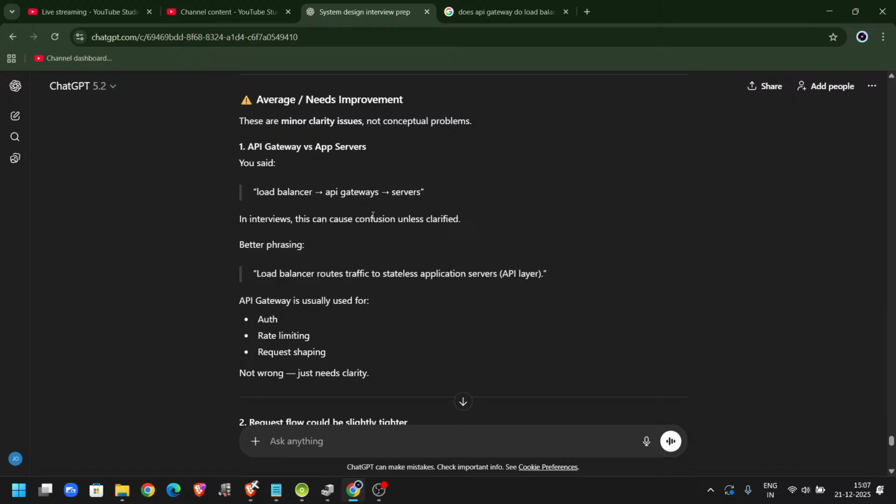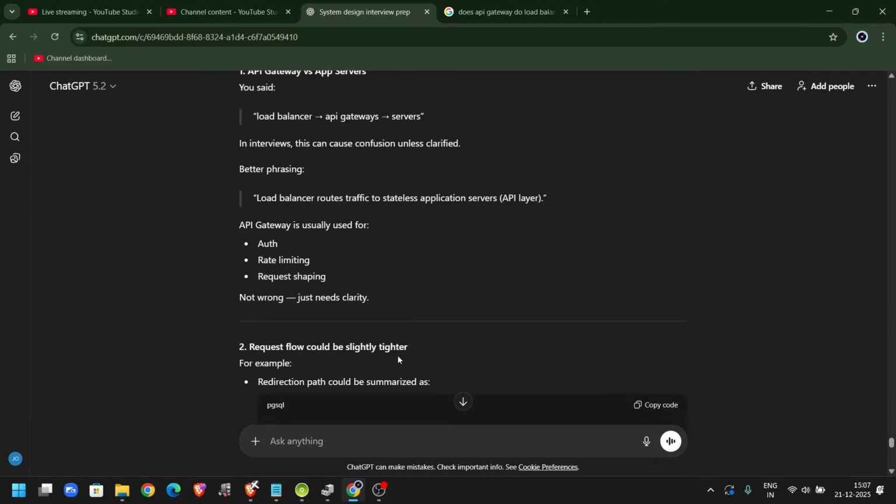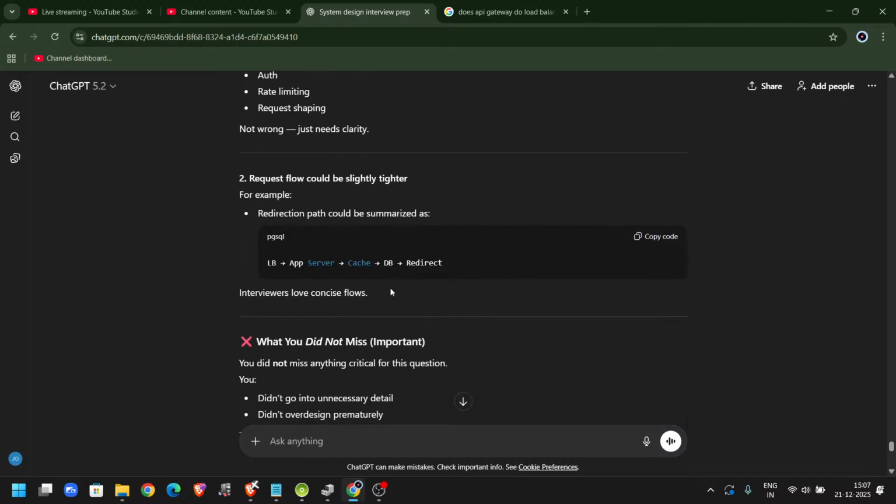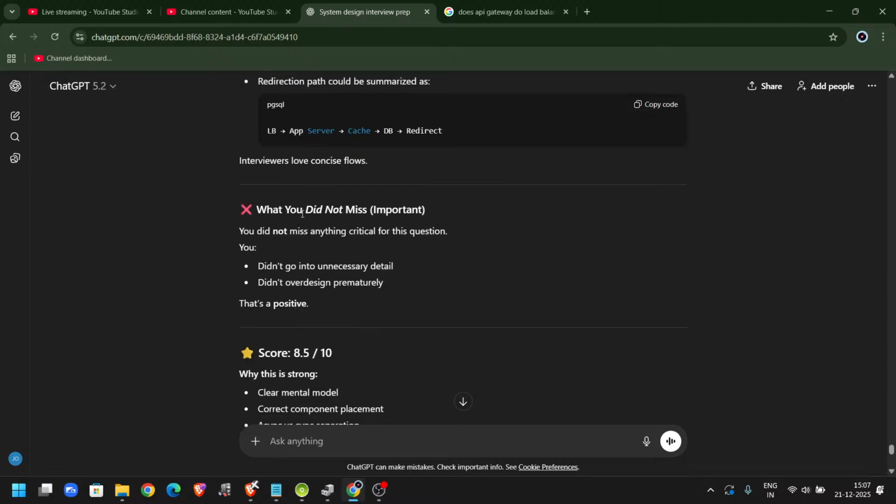In interviews, this can cause confusion unless clarified. Better phrasing: load balancer routes traffic to stateless application servers, API layer. API gateway is usually used for authentication, rate limiting, request shaping. Not wrong, just needs clarity. Request flow could be slightly tighter: load balancer, app server, then cache, then DB, then redirect. Oh, okay, I did not do this. You did not miss anything critical for this question. You did not go into unnecessary detail. Did not over design prematurely.